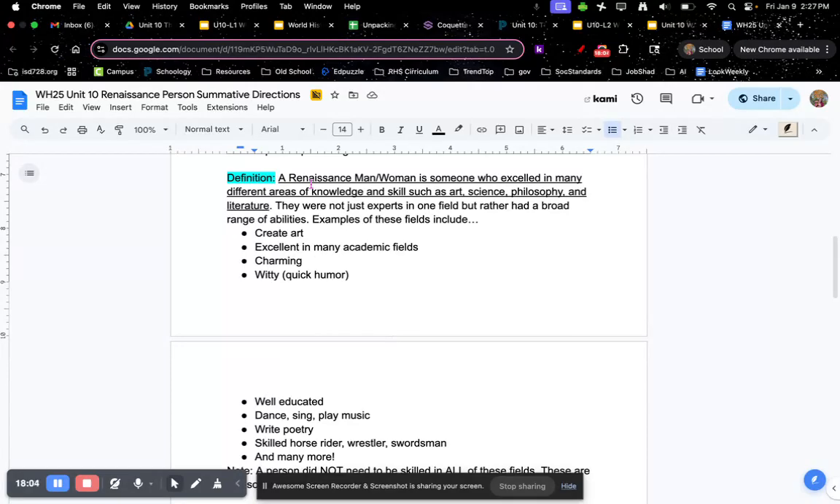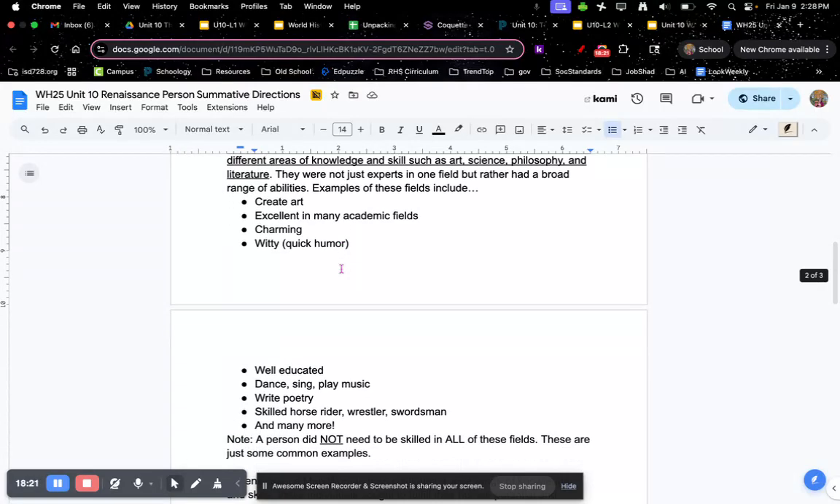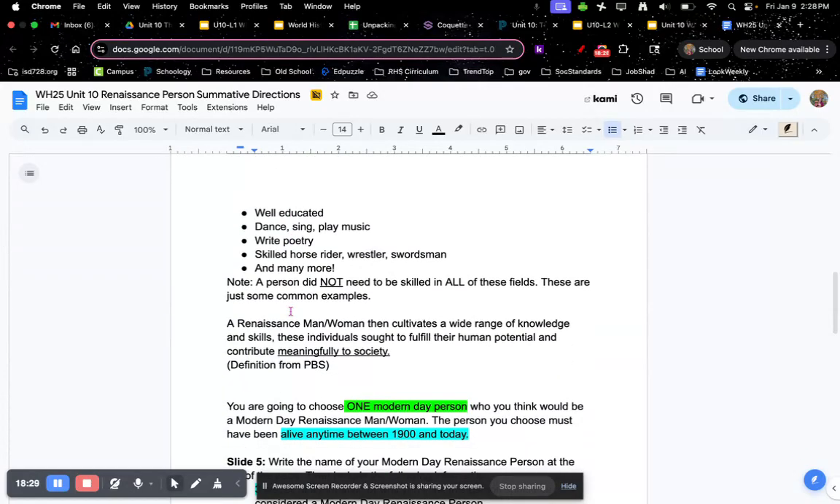All right, so I know we just talked about the Renaissance man and woman just a few minutes ago, but again, here's the definition for it because it's an important part for your summative. So a Renaissance man or woman is someone who excelled in many different areas of knowledge and skills such as art, science, philosophy, and literature. They were not just experts in one field, but rather had a broad range of abilities. Examples of these fields include creating art, excellent in many academic fields, charming, witty, well-educated, dancing, playing music, write poetry, skilled horse rider, wrestler, swordsman, and many more.